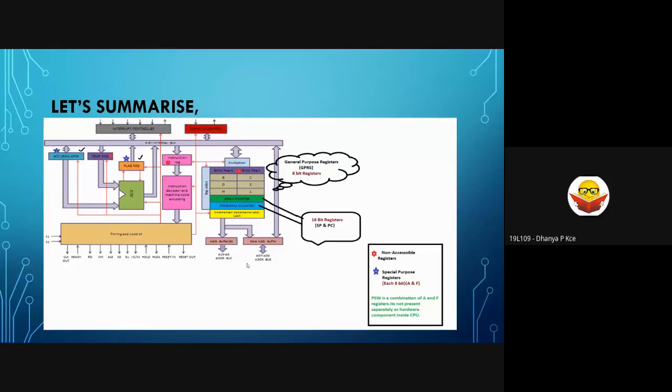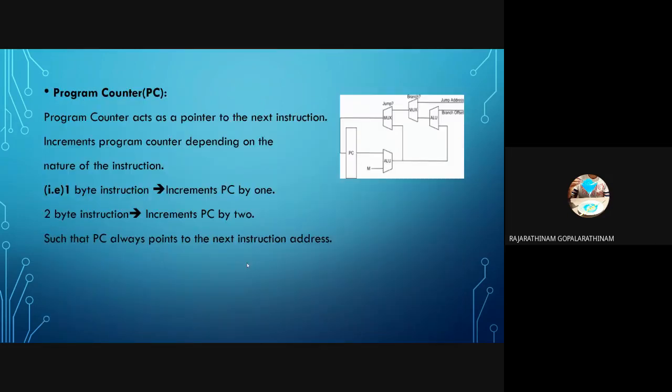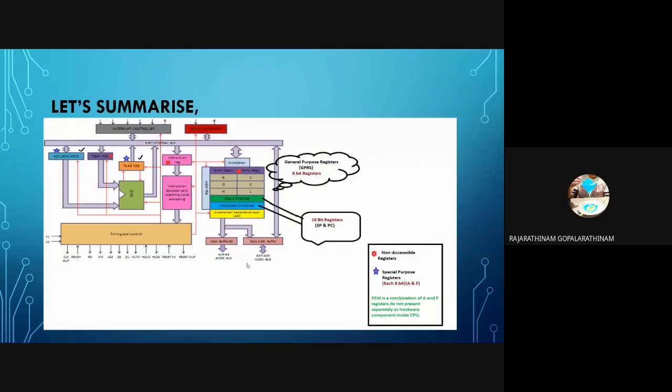How is PC incremented? Is it taken to ALU and incremented, or how is it done? Because PC is 16-bit, ALU is 8-bit. How can a PC be incremented? You said PC will be incremented for every instruction, right? Yes, sir. Okay. How is PC incremented? Which component increments the PC?